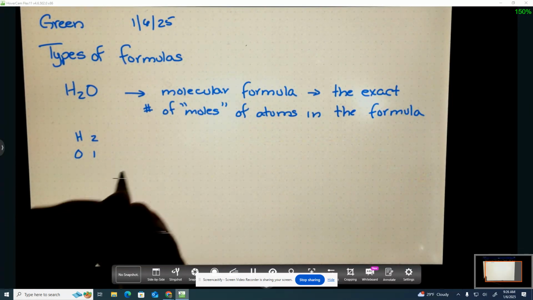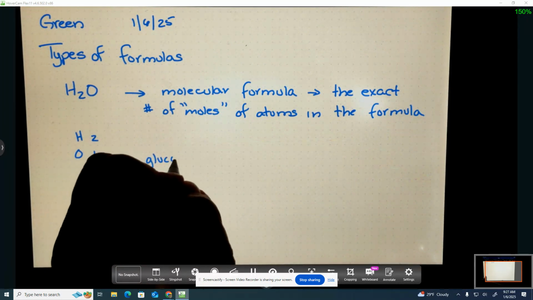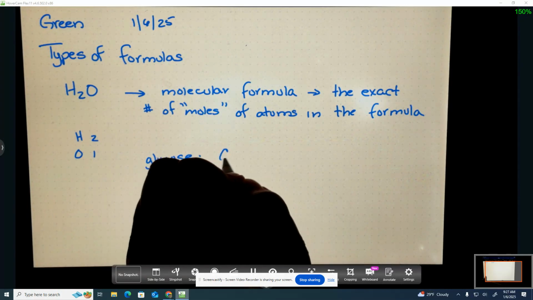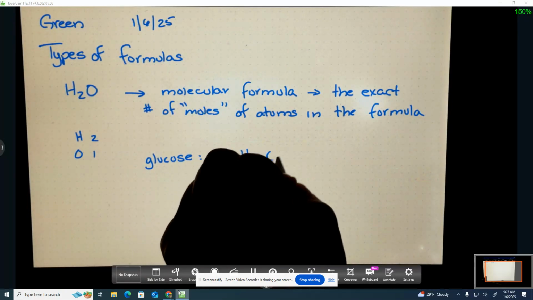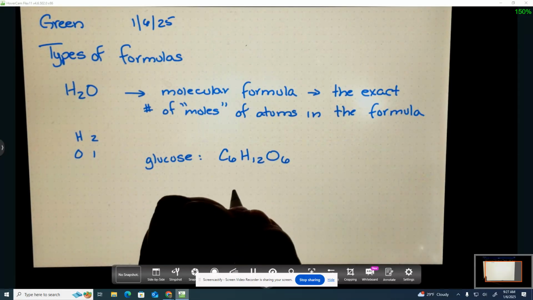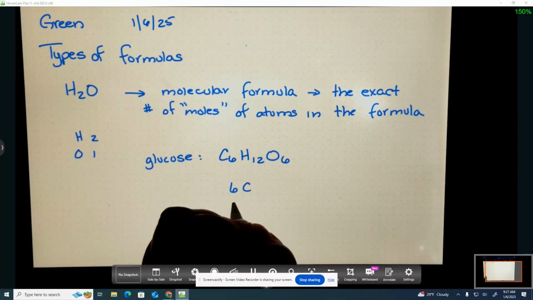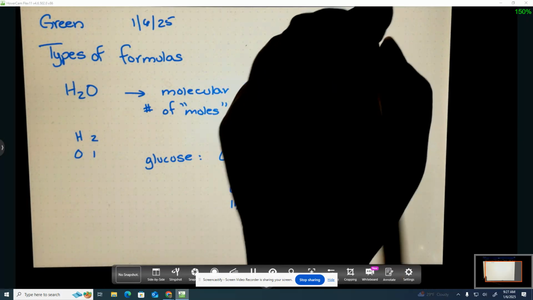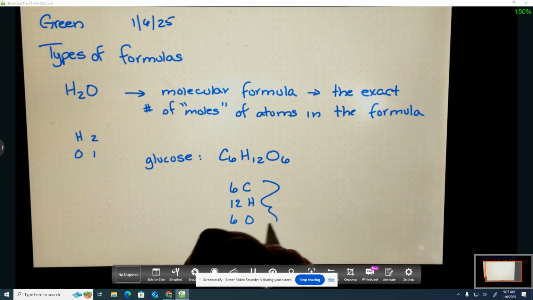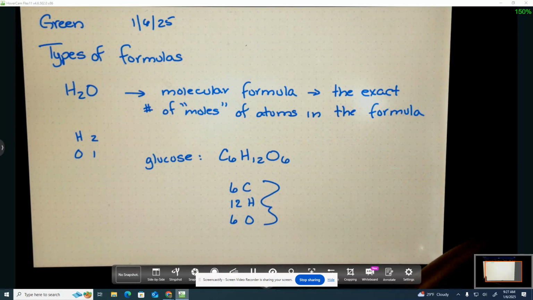If I give you something like glucose, this is an actual better example of a molecular formula. I could give you C6H12O6. That would be a molecular formula. It's telling us I've got 6 carbons, I've got 12 hydrogens, and I've got 6 oxygens. And that makes up the entire formula. That's a molecular formula.